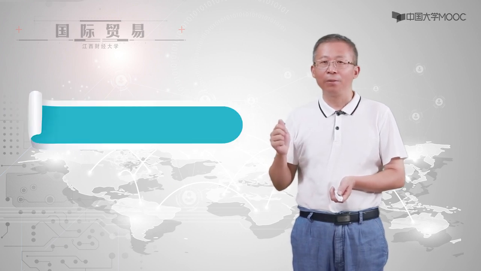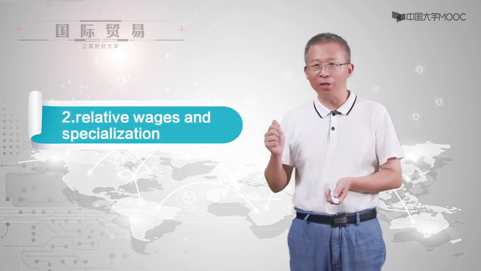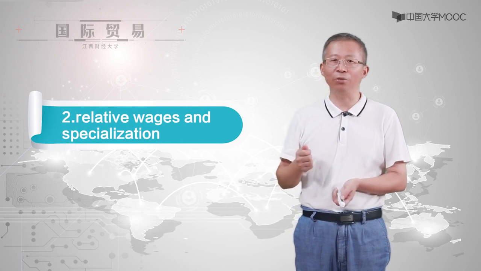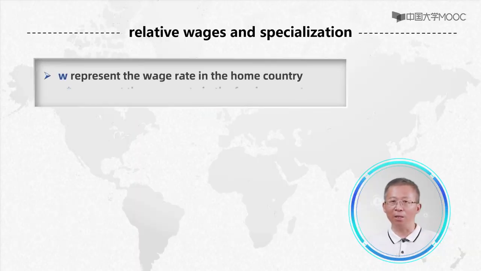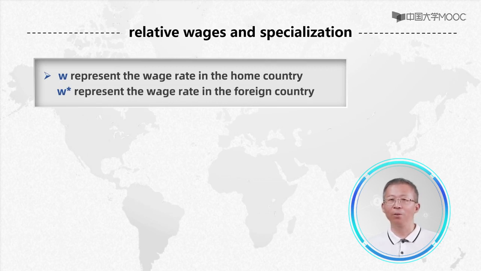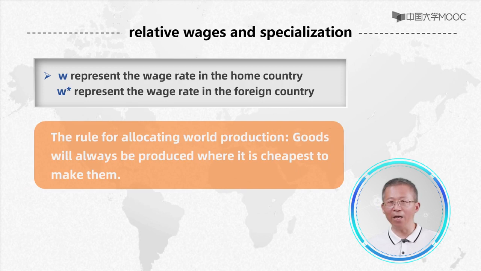Second, relative wages and specialization. Let W and W star be the wage rate per hour in home and foreign respectively. The rule for allocating world production then is simple. Goods will always be produced where it is cheapest to make them.